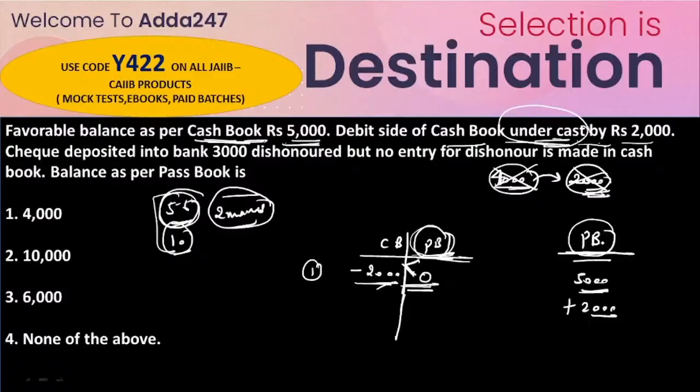Suppose it is written here cash book, so we encircle the cash book. Now I ask you, is the cash book balance greater than the passbook? In that case the cash book balance will be lower than the passbook, so we write minus 2000. But in this case we encircle the passbook, so the question is, is the passbook balance greater or less? The answer is that the passbook balance is greater than the cash book balance. If it is greater we use the plus, and if it is lesser we use the minus. Because it is greater, we use plus 2000.